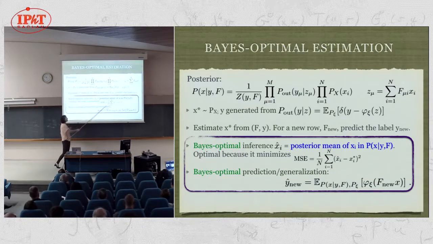Precisely said, if you want to minimize the mean square error between the estimator and the truth. And for the Bayes-optimal generalization error, we need to take the new row of that matrix, plug it into our function, and multiply it by an x that is taken from the posterior, and average over the posterior. And that's the prediction that will again minimize the mean square error between the true label and our prediction. Okay, so in principle we know what to do, so that's good.